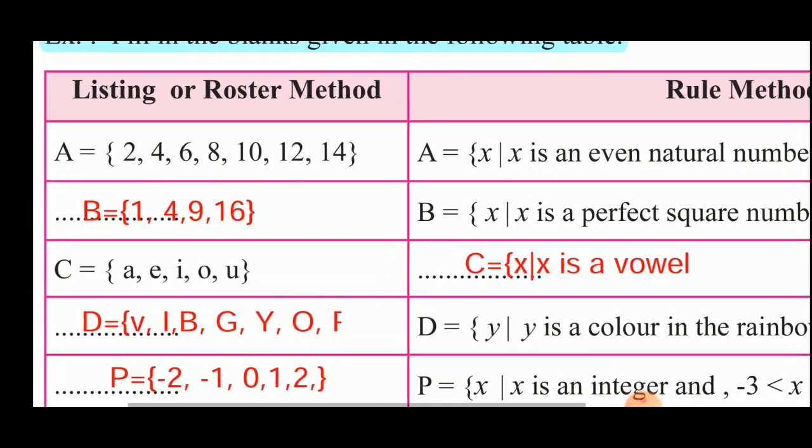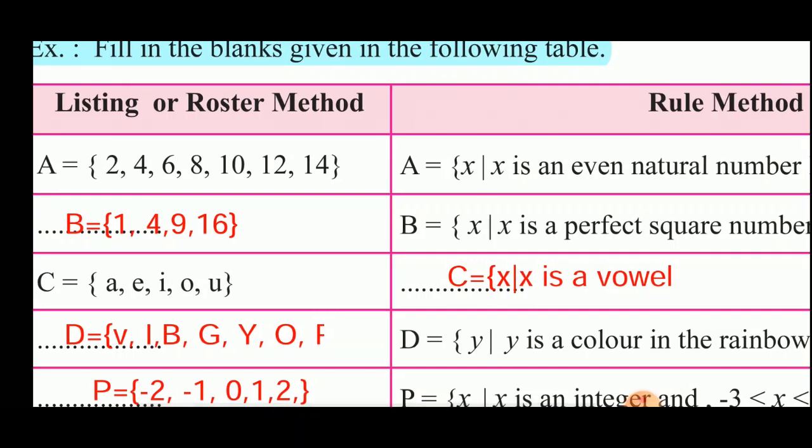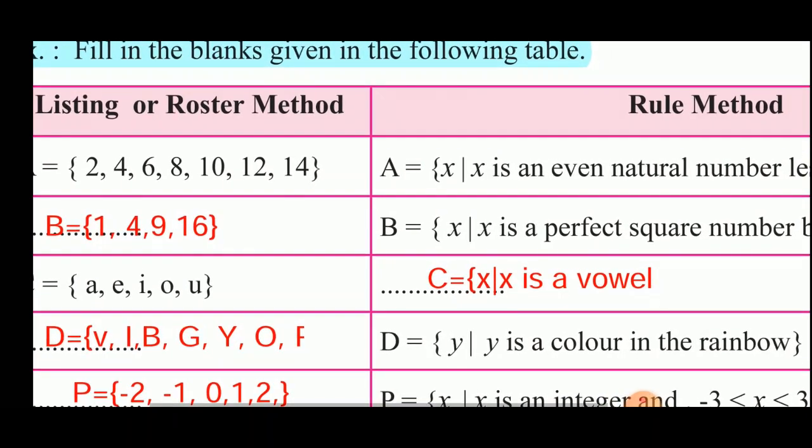Then see the third example now. C is equal to A, E, I, O, U. Now A, E, I, O, U are the vowels. So C is the set of all X such that X is a vowel.